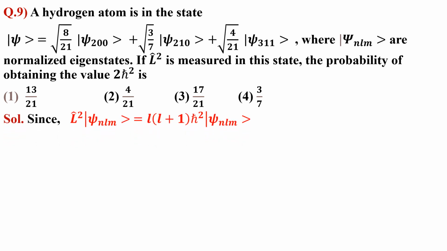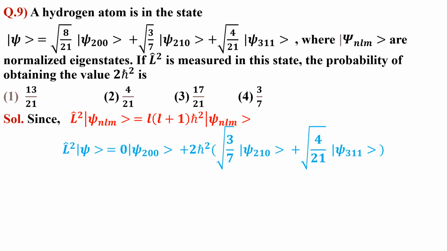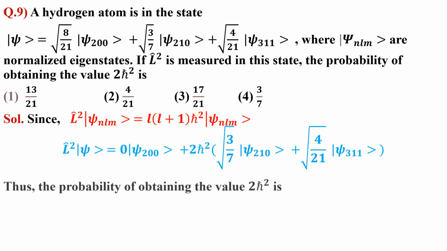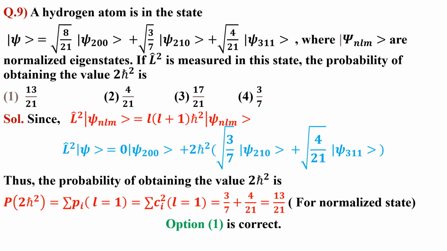Solution. Since L² operating on ψnlm equals l(l+1)ħ² ψnlm, L²ψ = 0·ψ200 + 2ħ²√(3/7) ψ210 + 2ħ²√(4/21) ψ311. The probability of obtaining the value 2ħ² is P(2ħ²) = the sum of the probabilities where l equals 1, which is the sum of the coefficient squares, 3/7 + 4/21 = 13/21, where the state ψ is normalized. So option 1 is correct.